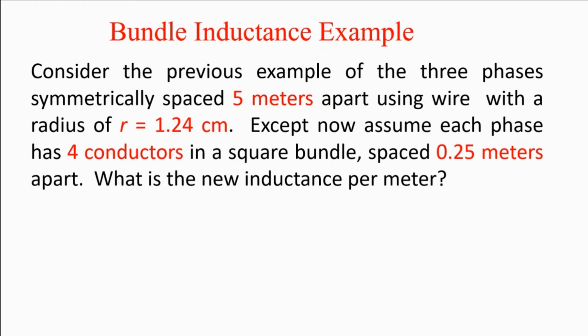Now we'll take an example, which will be a beautiful example because it will be the same as the previous example, but with bundled conductors. So we'll see the difference, mathematically, of what we get as an advantage of bundling conductors. For the same previous example, same thing, 5 meters between the conductors, but now each phase will have 4 conductors instead of 1. In this bundle, they are spaced 0.25 meter, 25 centimeters. It's the same as the previous example. The only difference is I'm replacing each conductor by 4 conductors as bundled conductors.